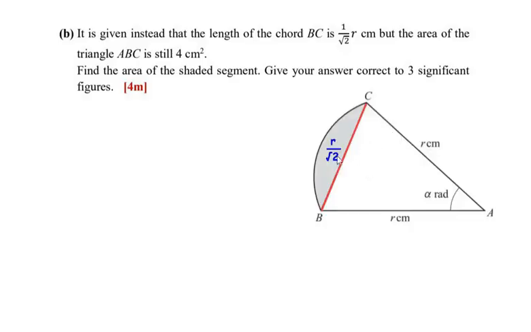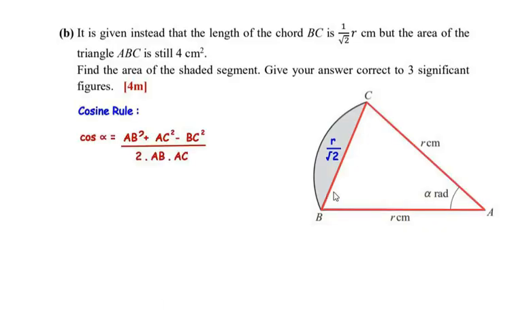Now we have considered the same figure for easy reference, but here it is given that the length of the chord BC, or the side BC of triangle ABC, is r over square root of 2 centimeters. But the area of the triangle ABC still remains as 4 square centimeters. Now in this case we need to find out the area of the shaded segment. Now since the length of the chord is given, the central angle alpha value will change as well as the radius. So let us begin by finding out the value of alpha first by using the triangle ABC.